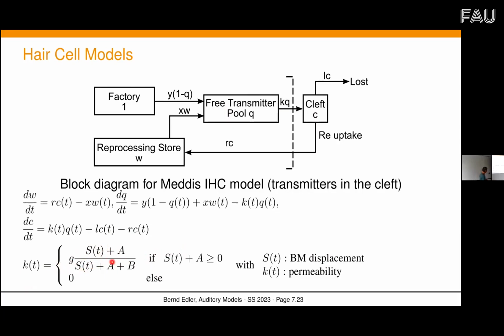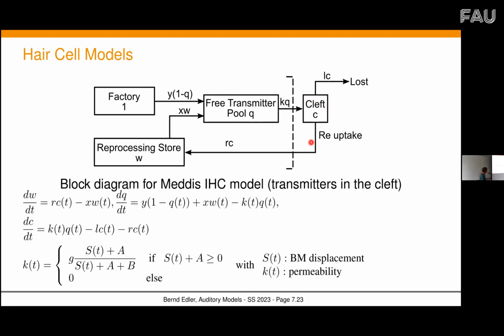So, and here you see the kind of rectification. So there is some small offset, but if this S of t plus a is larger than 0, this k would be larger than 0 as well, and else you would get this nonlinear function out. And this k controls then the amount of neurotransmitters being emitted to the cleft.